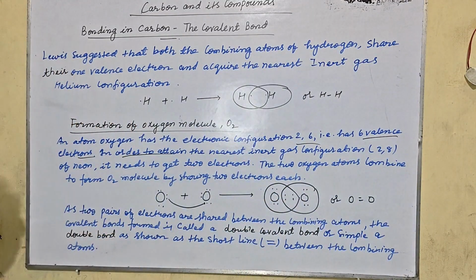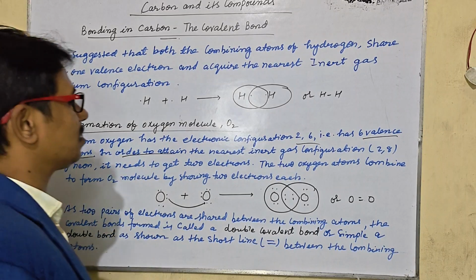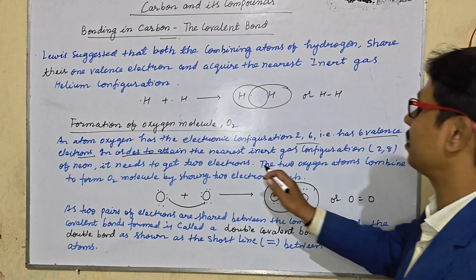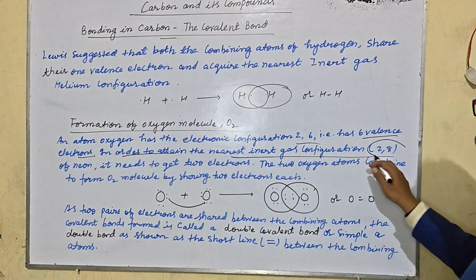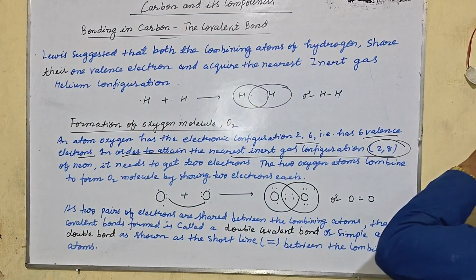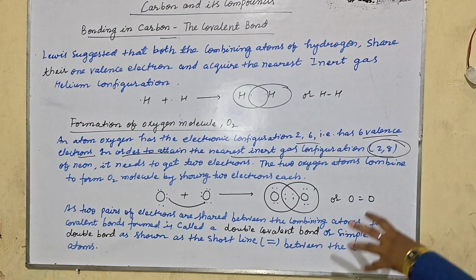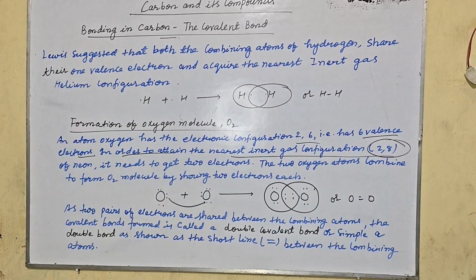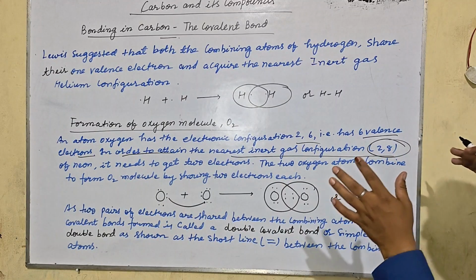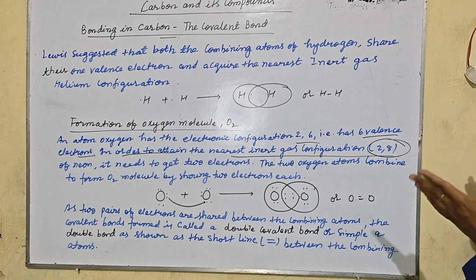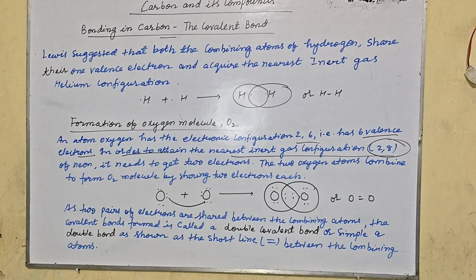Let us understand the formation of the oxygen molecule, O2. An oxygen atom has the electronic configuration 2,6, that is, 6 valence electrons. In order to attain the nearest inert gas configuration, that of neon, 2,8, it needs 2 more electrons to complete its octet.